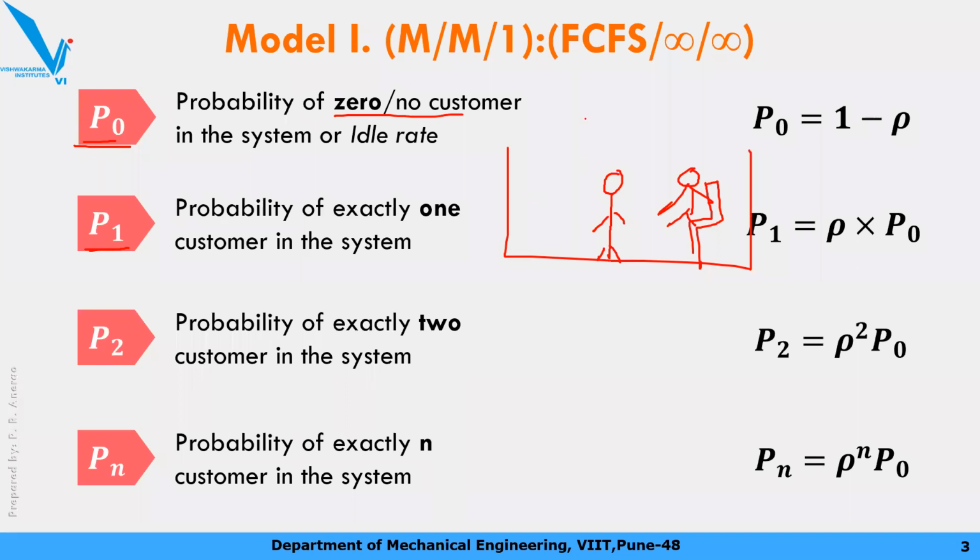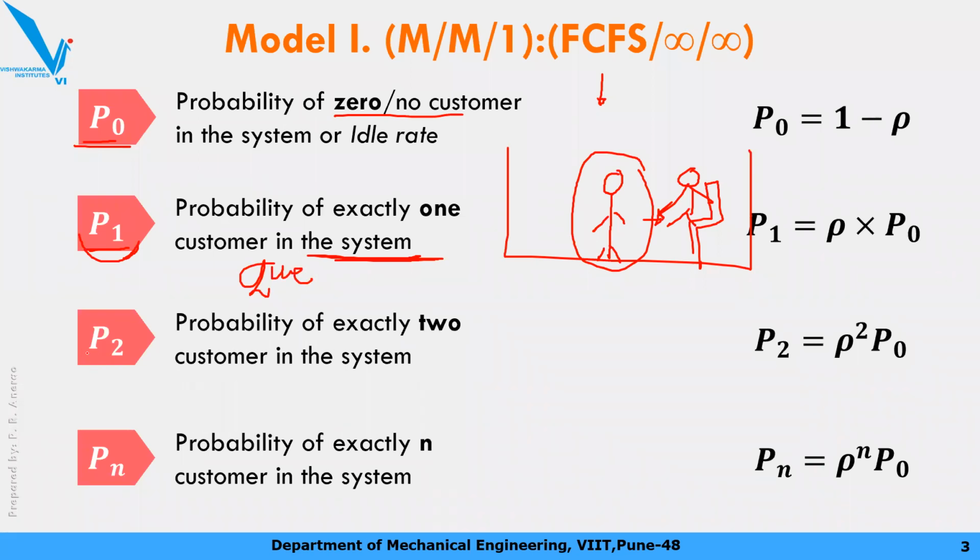See, if one customer is in the system, he will directly go and take the service, because he is the only person who came to the shop. Will he go and stand in the queue? No, he will directly get served. Many times this confusion happens with students. When we say P1, that means only one customer is in the system but not in the queue.